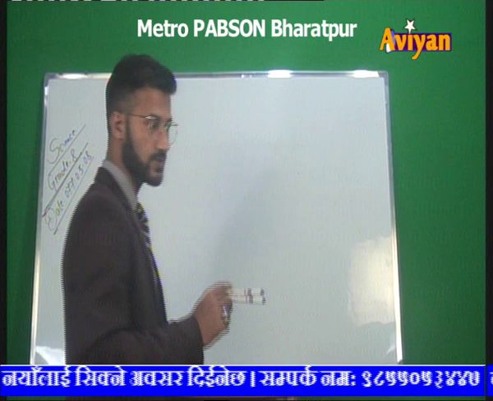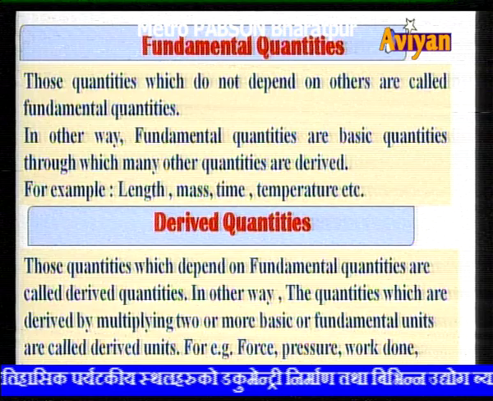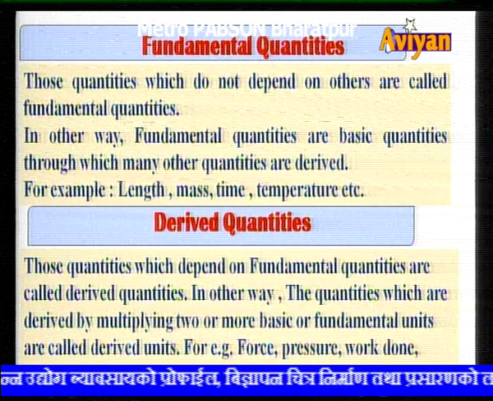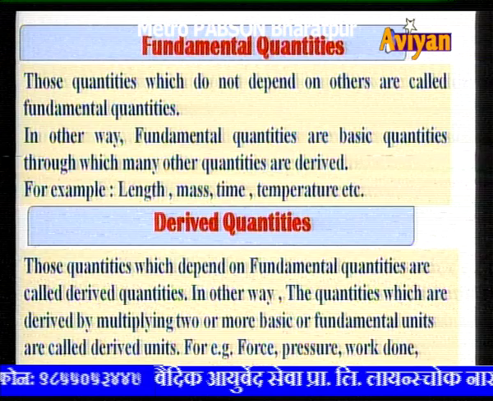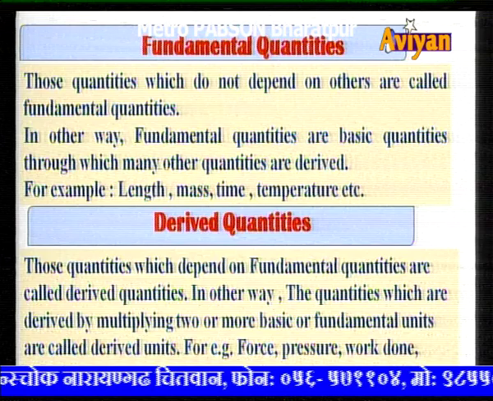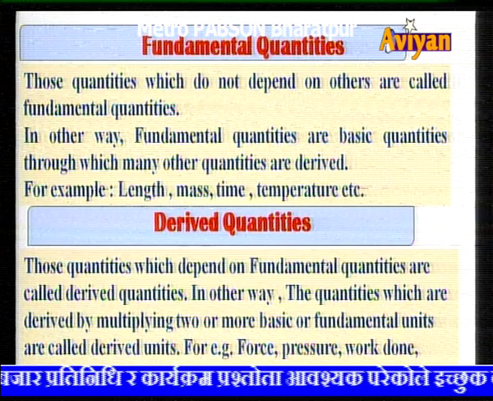In other ways also it can be defined. See there, fundamental quantities are basic quantities through which many other quantities are derived. For example, length, mass, time, temperature, etc. I have included four examples there, but there are some more fundamental quantities you might have studied in your junior class, class 7 also. There are others like current, amount of substance, intensity of light, and some others too. Especially there are 7 fundamental quantities that are well described in your textbook. You may go to your textbook and see there.